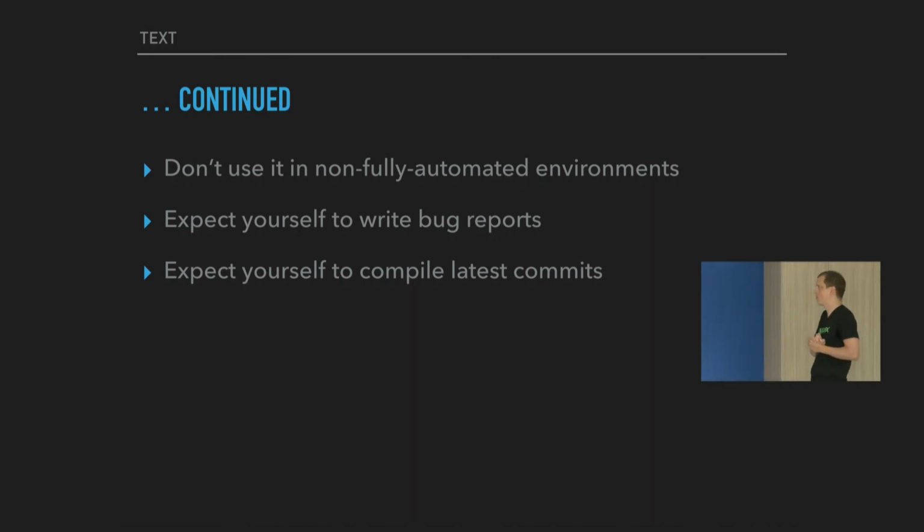Expect yourself to write bug reports to developers, because this is what I do once or twice a month. And expect yourself to be compiling the latest commits from GitHub using Go, because they don't offer any nightly builds. So if you want to use the latest Terraform, where they fix your bug and merge it to master, you either have to wait for the next release, or you have to compile the latest version yourself, because nobody does it for you. This is what took me a couple of hours until I was able to automate it.